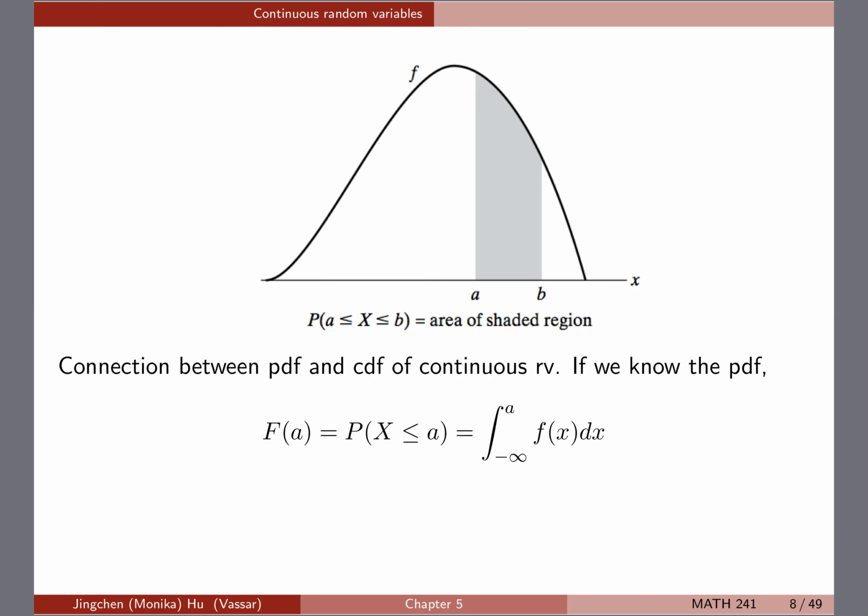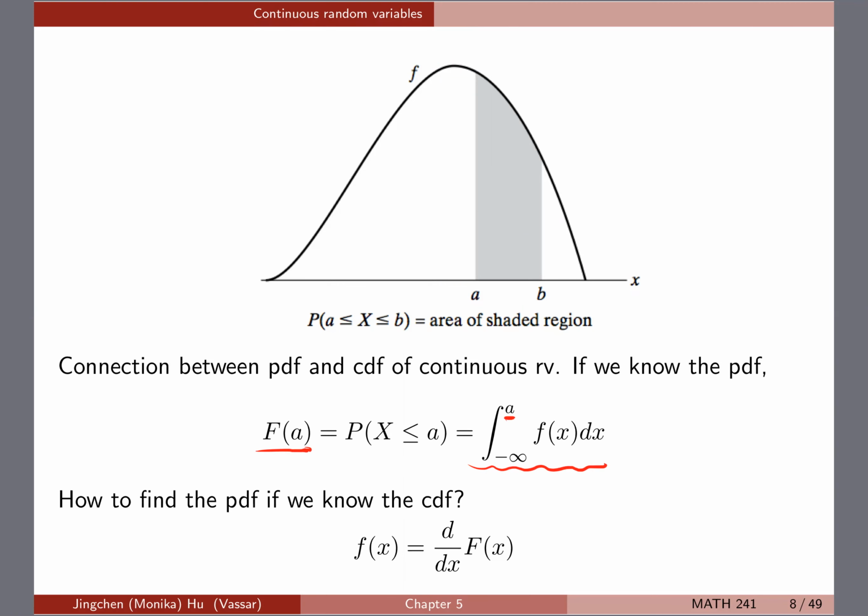And lastly, between PDF and CDF for a continuous random variable, if you know the PDF, then you can come up with the CDF by doing integration from negative infinity to that value that we're looking at. And if you know the CDF, then you will simply take the derivative. Okay, take the derivative of the CDF with respect to the random variable x.